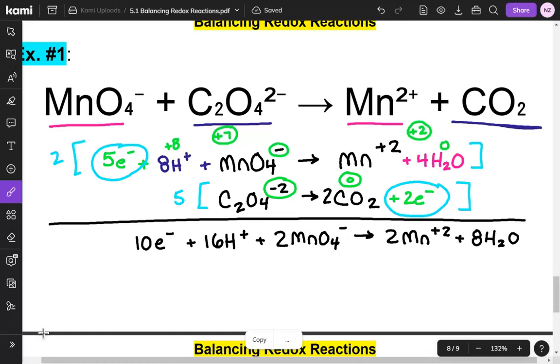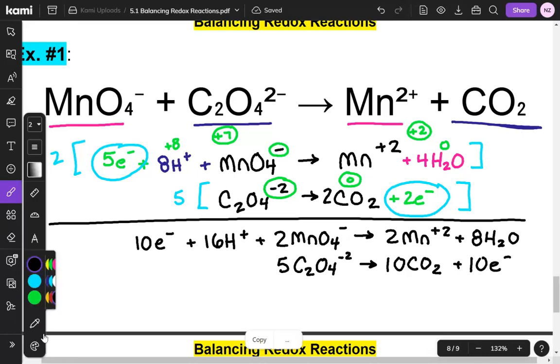In my second reaction, 5 times 1 will give me 5 C2O4 minus 2. 5 times 2 will give me 10 CO2s. And then 5 times 2 will give me 10 electrons.